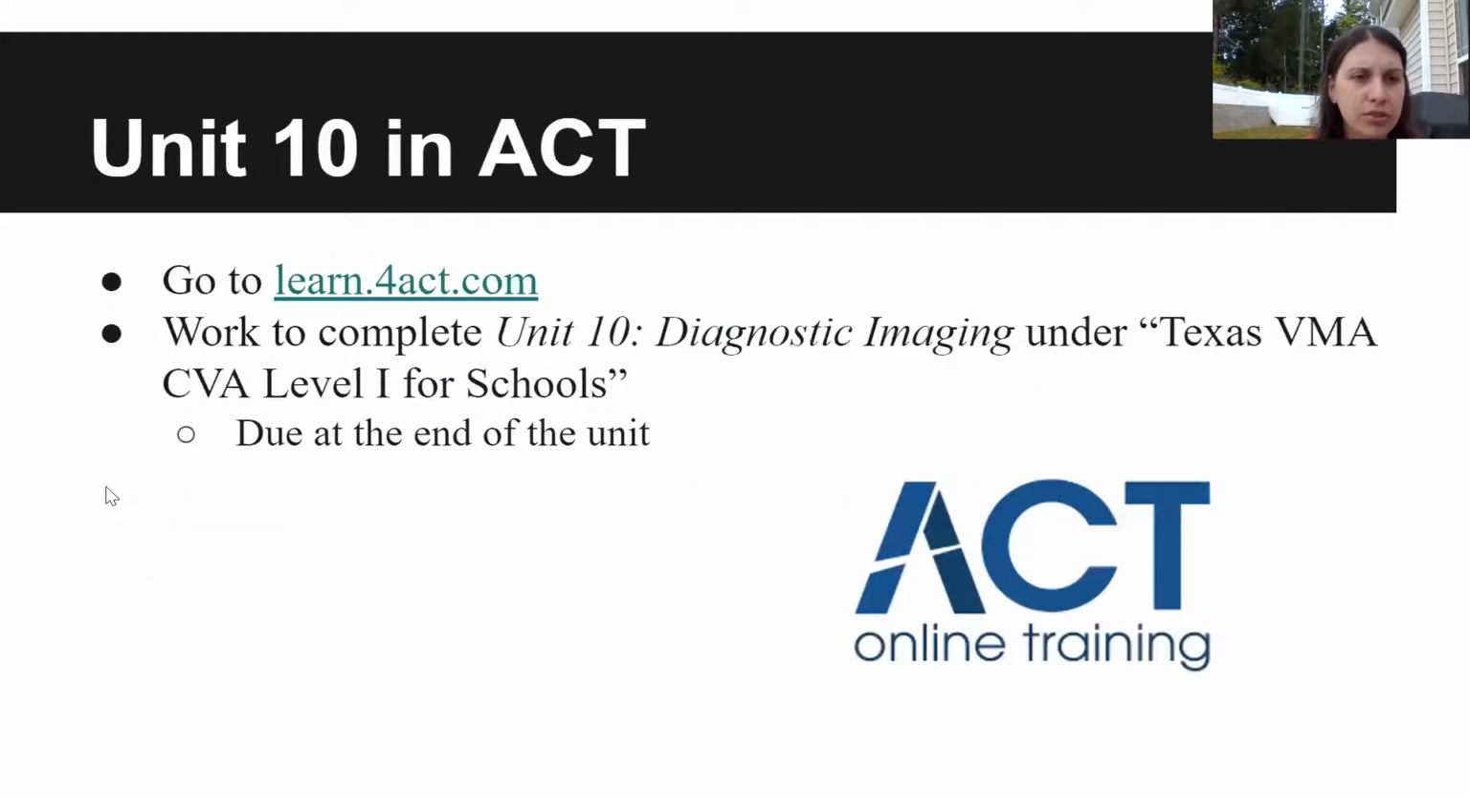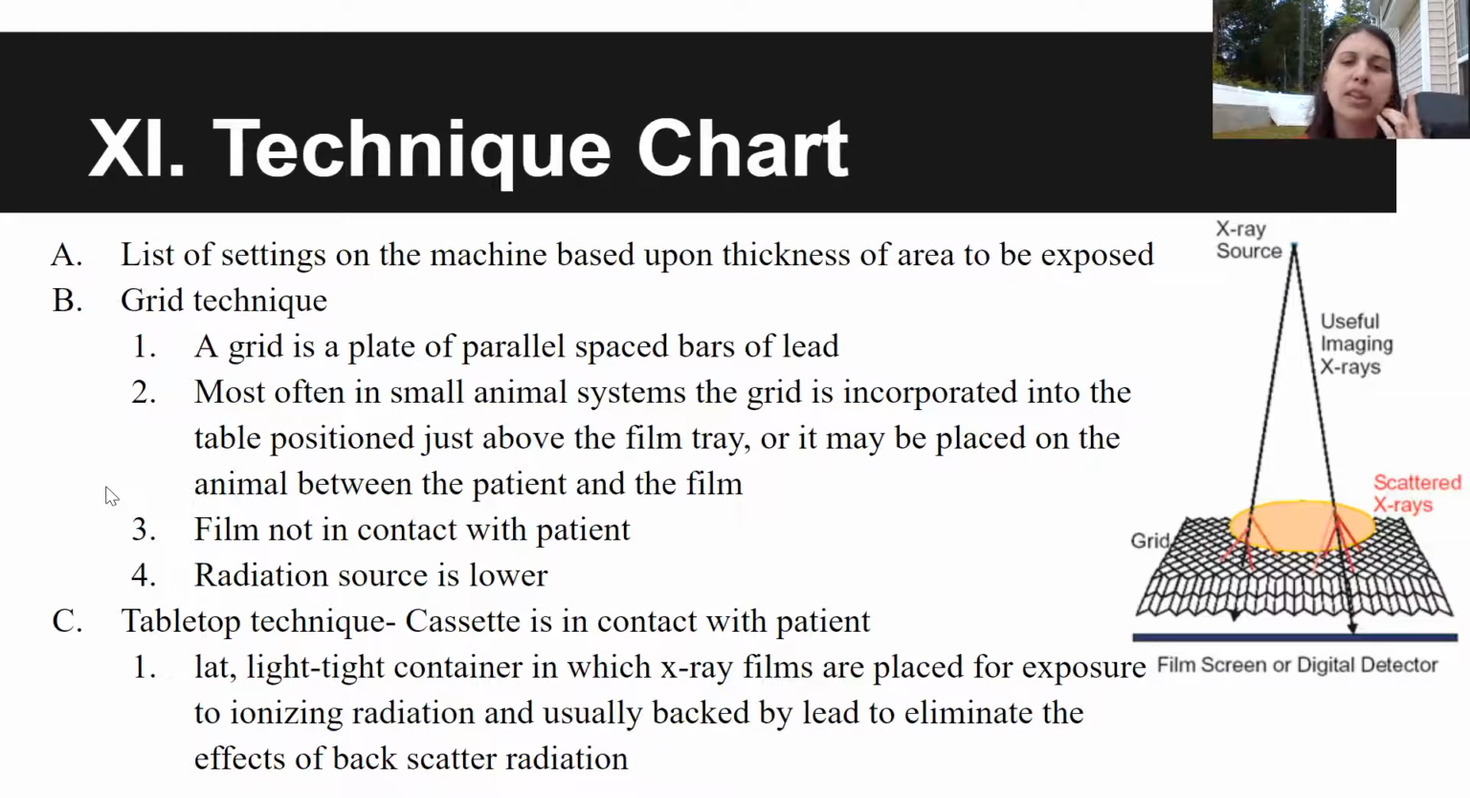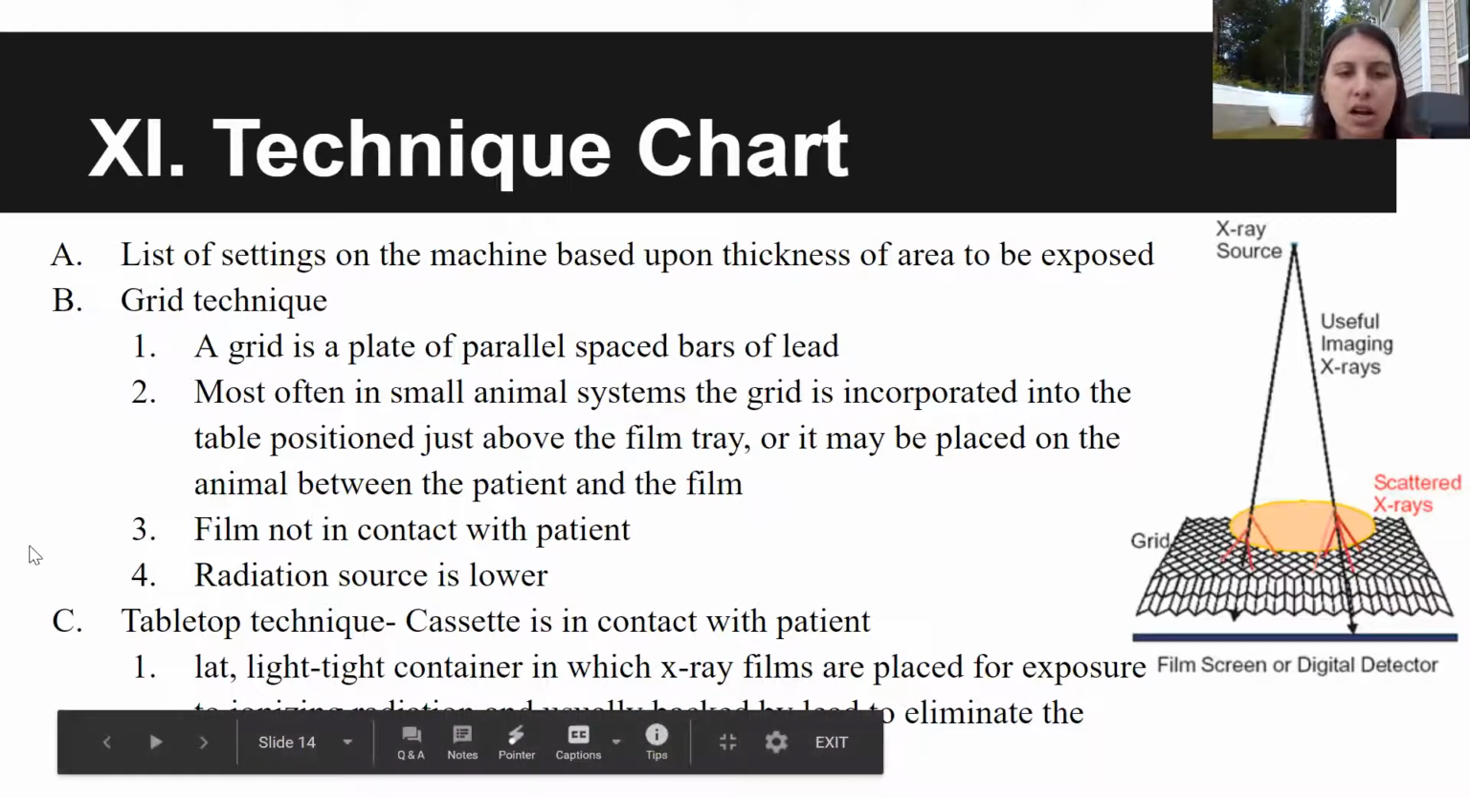We'll get into technically what the cassette is. Basically, it's what holds the film where we're going to have the X-ray. In the tabletop technique, the cassette does come in contact with the animal.